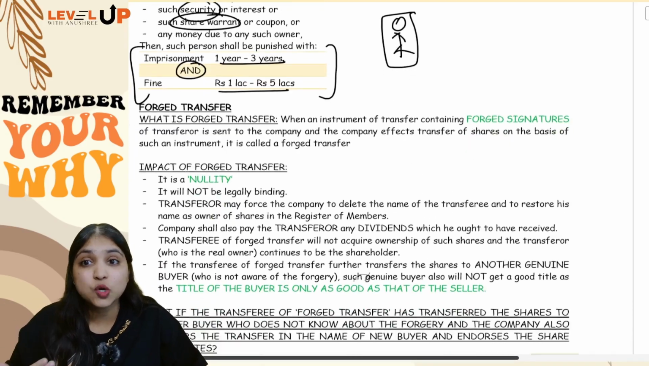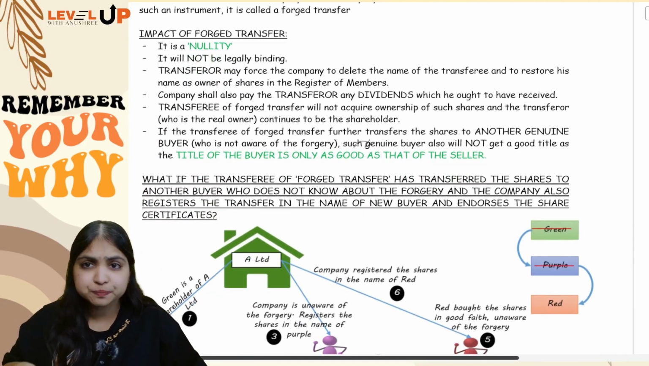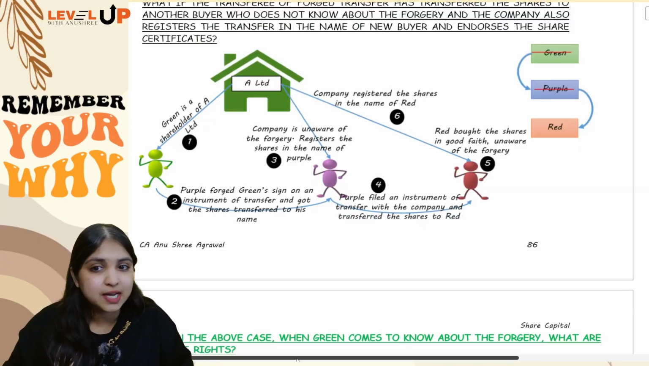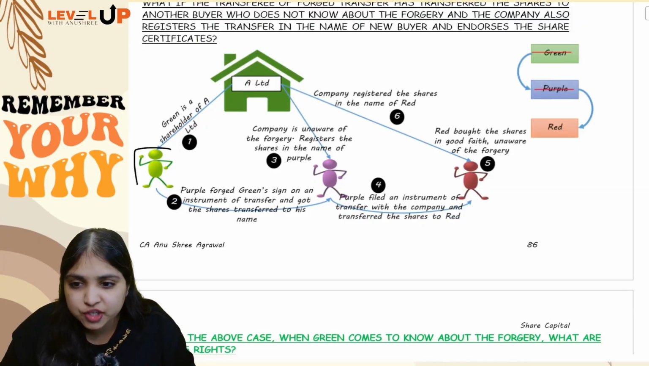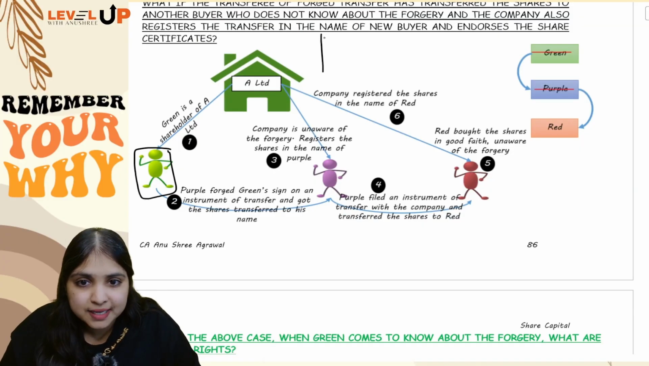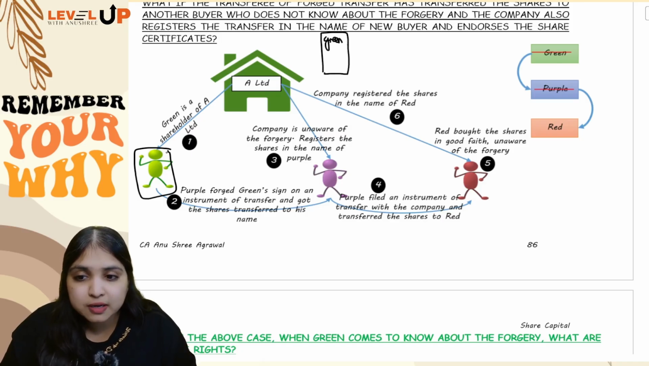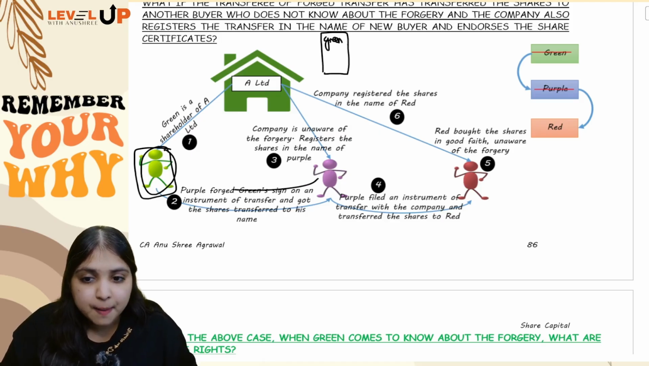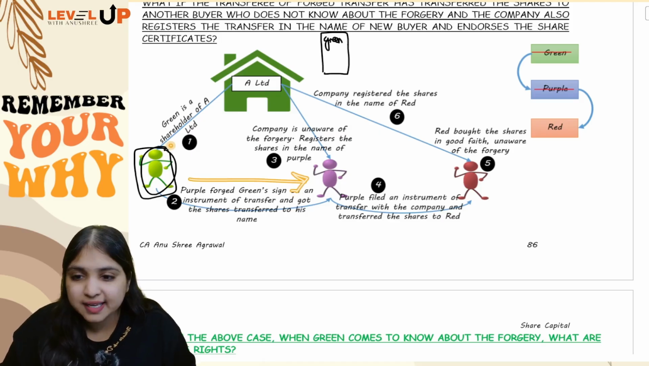Then we discussed that there is a concept called as forged transfer also. Now, forged transfer, I'll straight away come to this diagram, guys. We have this shareholder, Mr. Green. So, in the company's register of members, whose name is written? Green's name is written. Okay. Now, Green, he's owning shares of the company. Purple comes to Green and asks Green to transfer the shares to him. But Green says, I have no interest in transferring the shares right now.